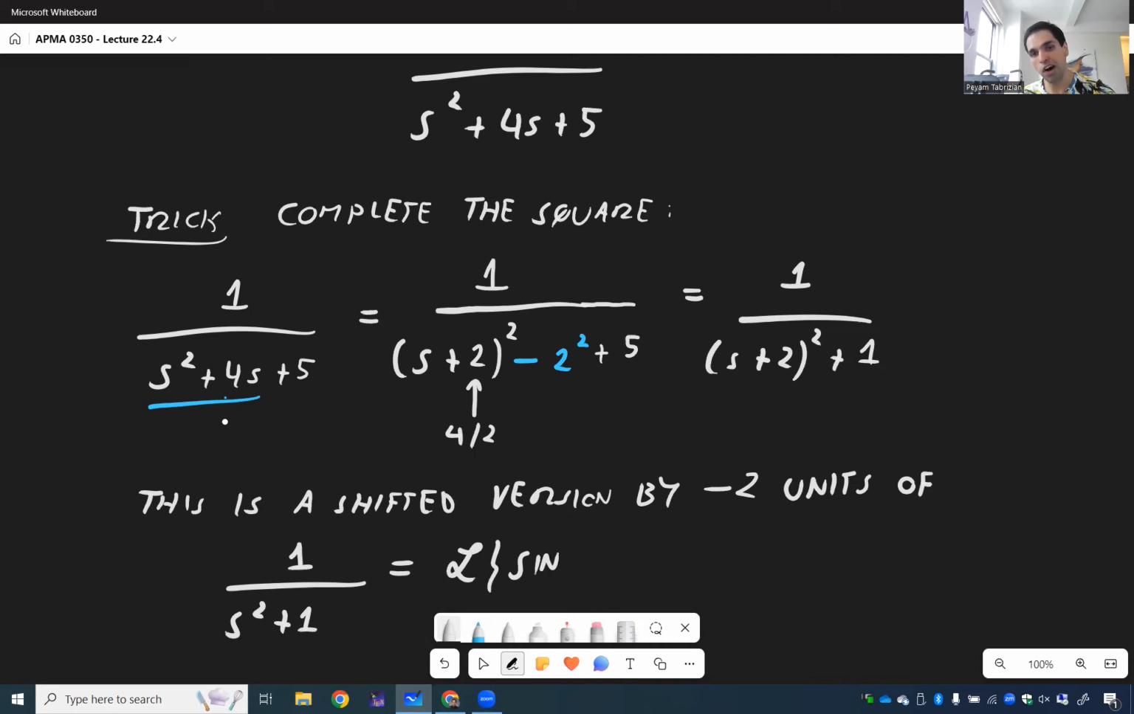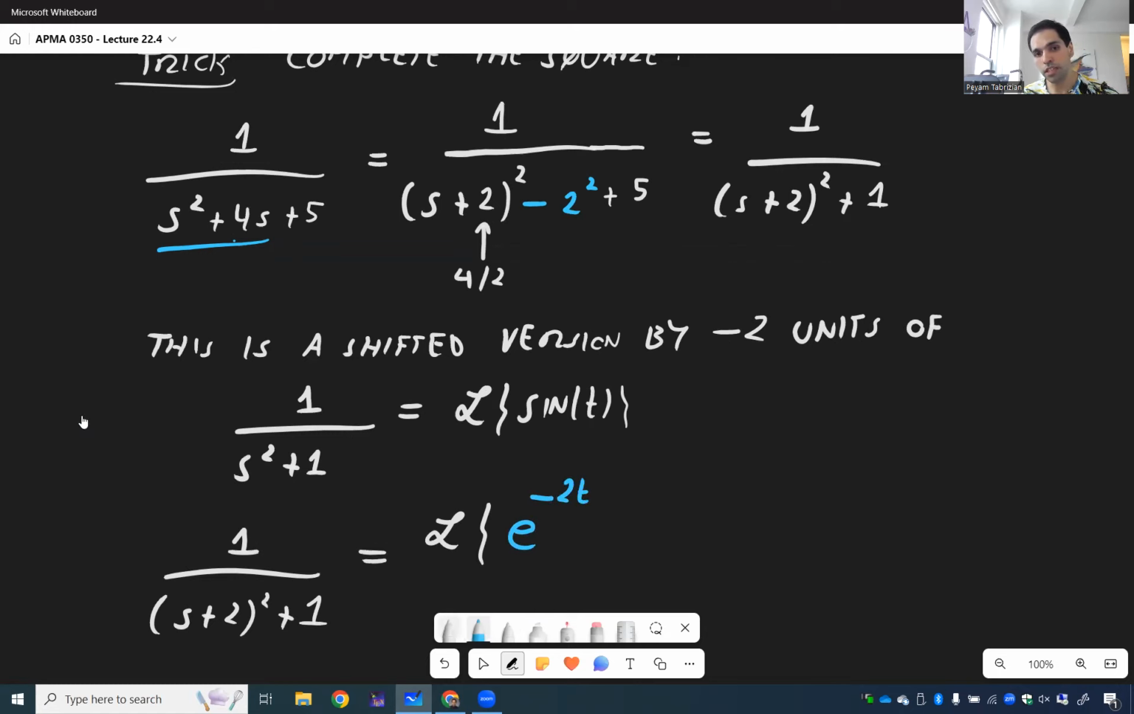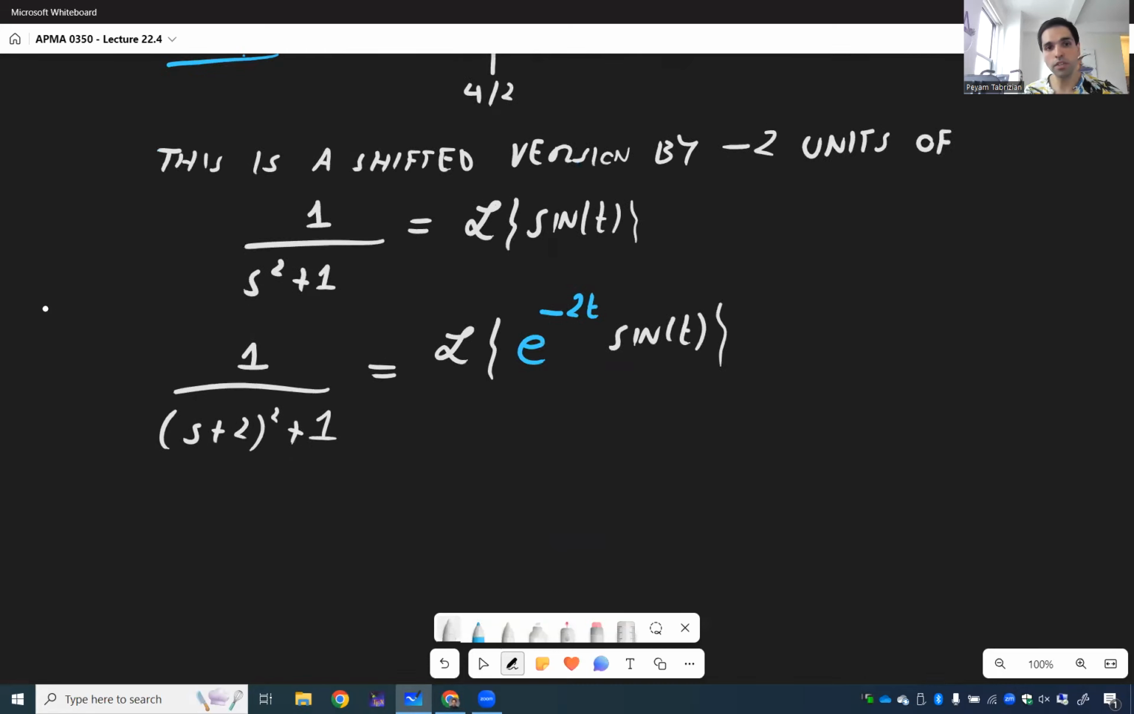So that's the Laplace of sine of t. And therefore, 1 over s plus 2 squared plus 1 is the Laplace transform. Remember, shifts give you exponential terms, so e to the minus 2t sine of t. So the answer is e to the minus 2t sine of t.